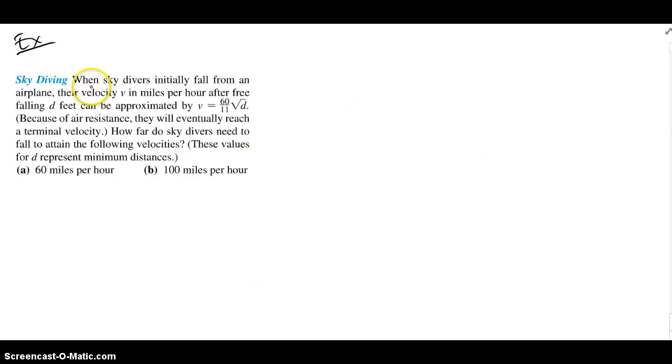Let's look at another application. It says when a skydiver initially falls from an airplane, the velocity v they reach in miles per hour after free falling d feet can be approximated by this formula. So the formula we're dealing with is given, and we know v is in miles per hour, which is the velocity, and d is in feet, which is the distance they're going to free fall. How far do skydivers need to fall to attain the following velocities?